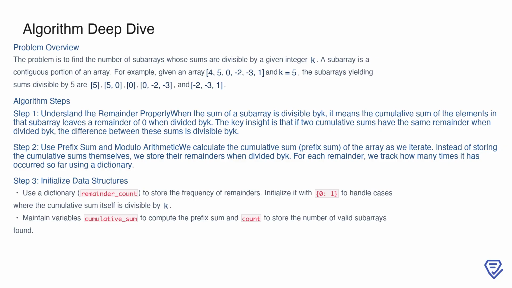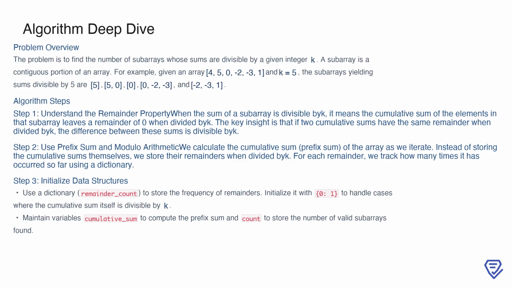To solve this problem, we need to determine the number of subarrays within the given array whose sums are divisible by a specified integer, k. A subarray is simply a contiguous segment of the array. For instance, in the array 4, 5, 0, -2, -3, 1, and k equals 5, there are 7 such subarrays: 5, 5, 0, 0, 0, -2, -3, and -2, -3, 1.